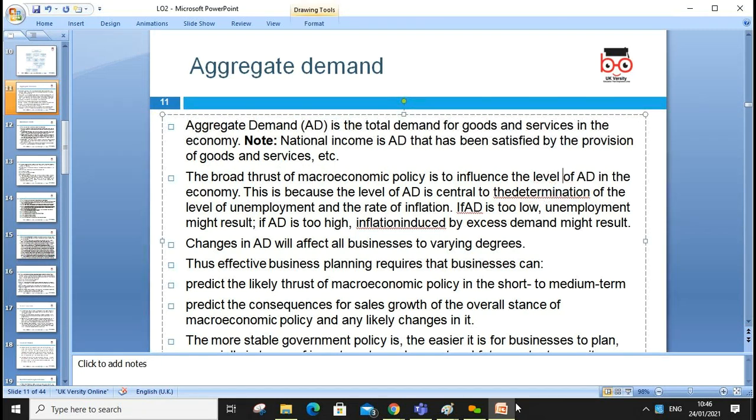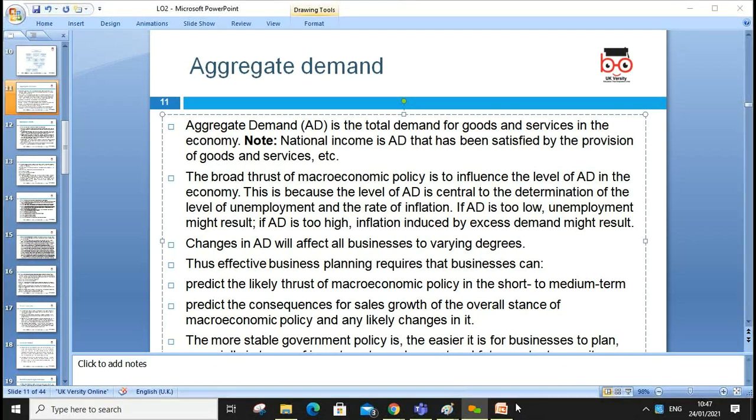So if the level of aggregate demand increases, then of course in the economy we will produce more goods. Then we need to make sure aggregate demand is maintained. So that's why the government carries on changing its macroeconomic policy.